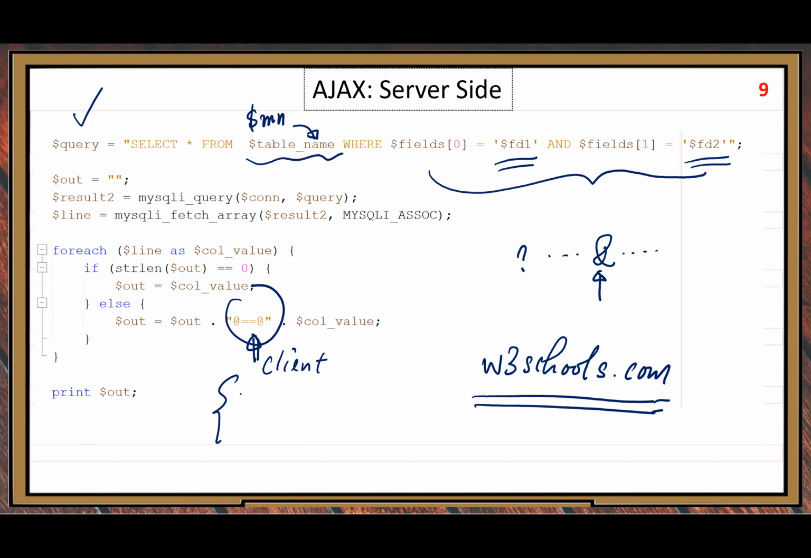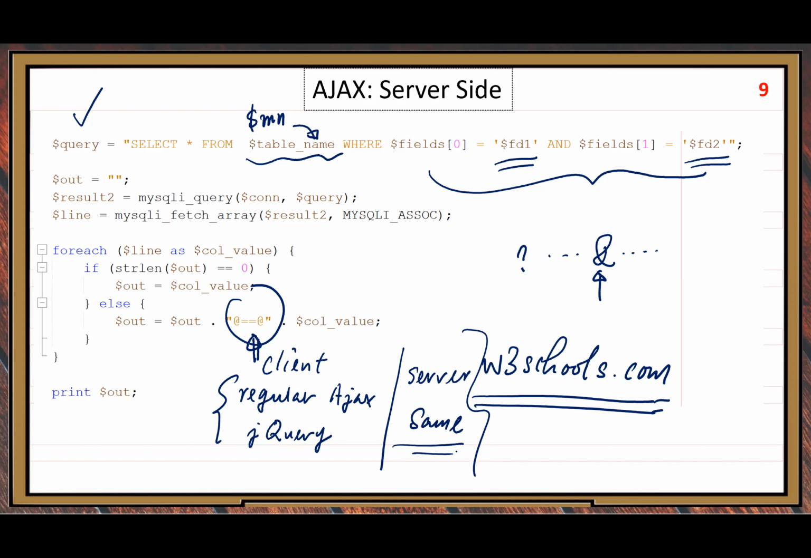On the client side, you have regular AJAX or you have jQuery. But when you go to the server side, it's the same. You can use the same code at the server side and do not need to rewrite it. You only need to do the conversion at the client side, so that reduces your work. It's not too much work. Okay, so that's it.